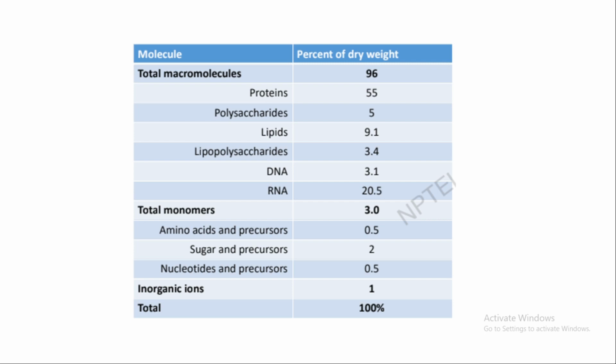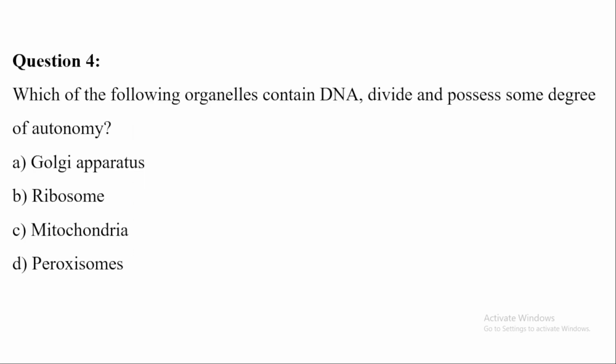Okay, so out of 100%, 96% of the dry weight is because of the macromolecules present, and out of all the macromolecules, 55% of the dry weight is because of protein. Okay, this is clear. So we'll move to the next question now.